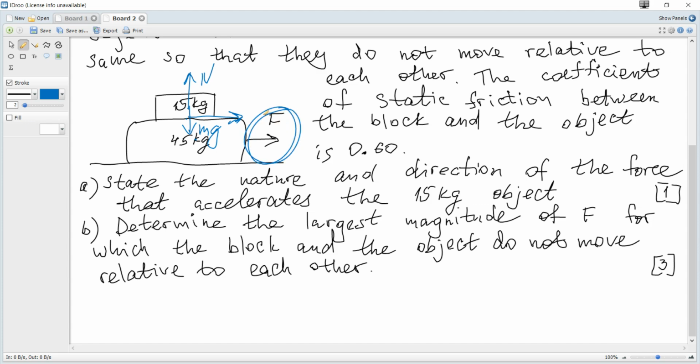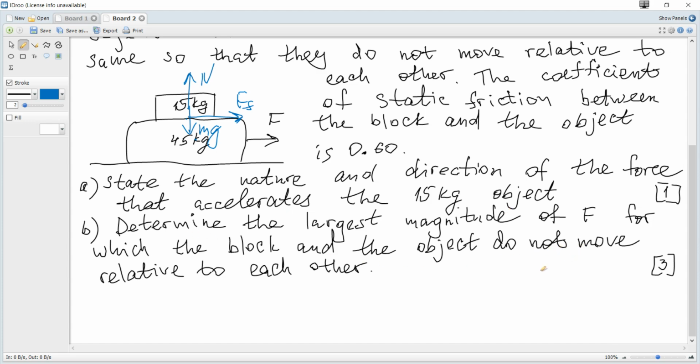Notice that this force, applied to the lower block, must not be taken into consideration, because if you consider Newton's second law with respect to this object, there must be forces which are applied to a given object only, not forces which are applied to other objects. So, the nature and direction of the force which accelerates the 15 kilogram object: it's a static friction between the block and the object, directed to the right.